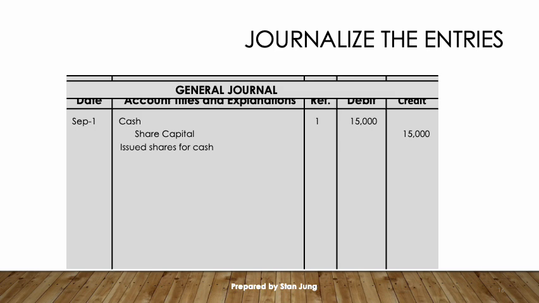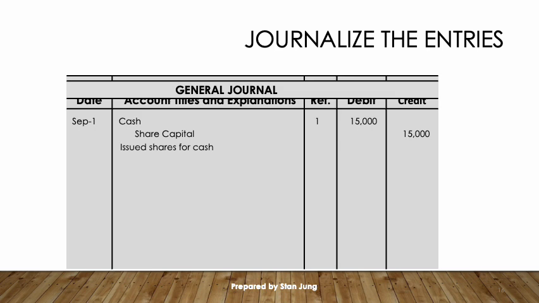Also, the way I use reference numbers is by the journal entry number. So this is the first journal entry. I'm going to call it reference number 1. And you can see here the debit entry for cash is in the debit column. The credit entry for share capital is in the credit column.